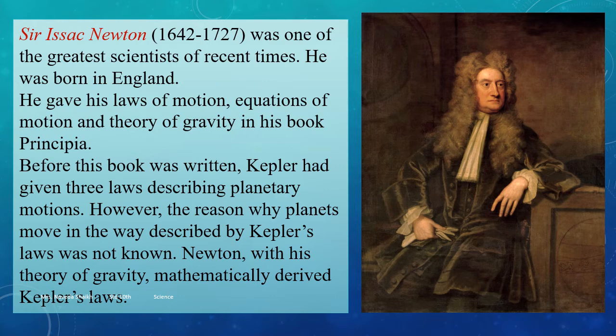However, the reason why planets move in the way described by Kepler's laws was not known. Kepler knew that something was happening. He made a note of it and gave out certain laws, but he did not know the reason behind it. So Newton, with the help of Kepler's laws, came up with the theory of gravity. Mathematically, he derived Kepler's laws. He proved that he was right.